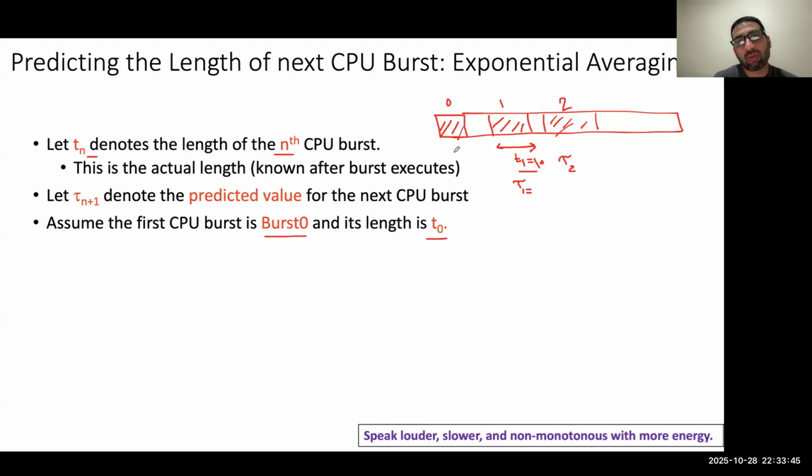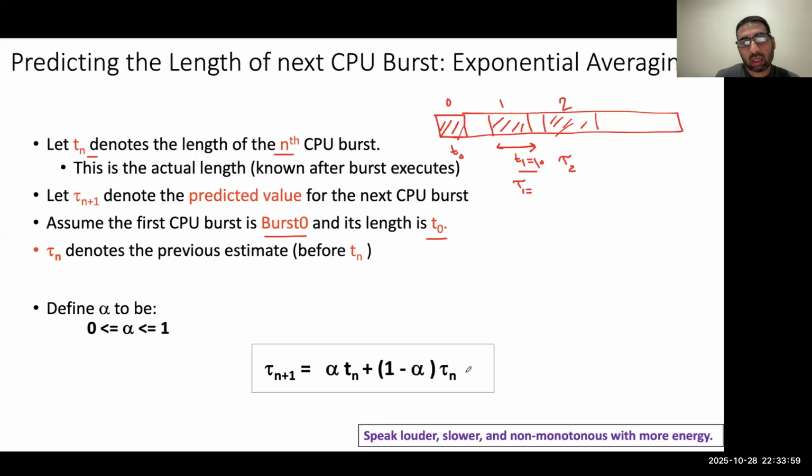So the actual value is T0. For the first burst, whatever the actual value was, we indicate it by T0. And then tau n denotes the previous estimate before Tn, right? Then we can use this formula to find the estimate of the next burst. Tau n plus 1 is equal to alpha times Tn. So the estimated value of the next burst is equal to alpha times the actual value of the previous burst plus 1 minus alpha times the estimated value of the previous burst, right?